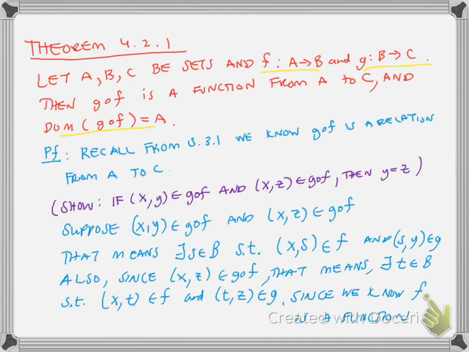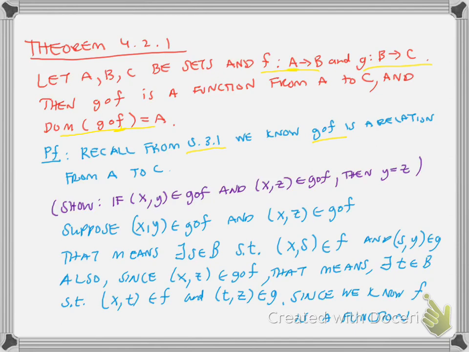Okay, so recall from section 3.1, we know, and I don't know if we did this directly, but in section 3.1, we know that G composed with F is a relation from A to C. So we have to show the 2 conditions that we talked about in class in terms of showing a relation is a function, and that's showing that the domain is equal. In this case, since it's G composed with F, it's going to be A, right?